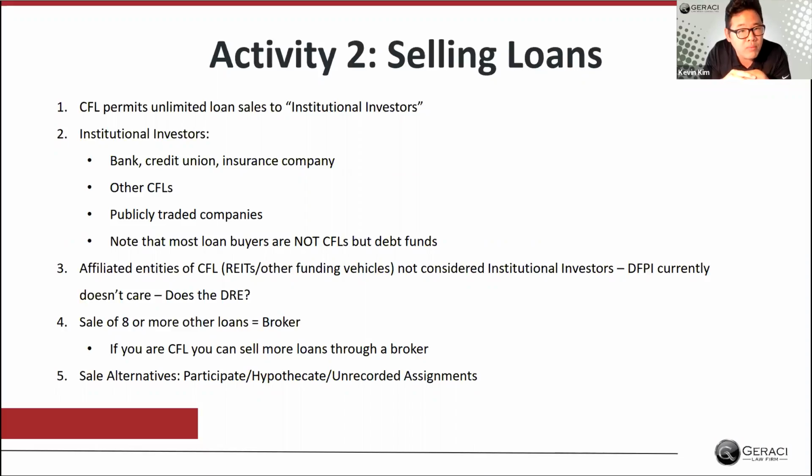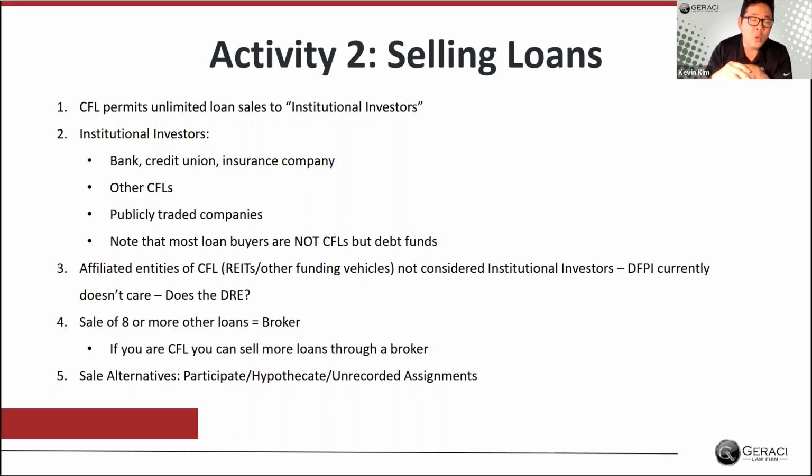So what most people end up defaulting to under the definition of institutional investor is someone who has a CFL license. Companies that have a CFL license also fall under the definition of an institutional investor, so they can buy loans freely. Now, what happens when we have an affiliate or a wholly owned sub? The DFPI has given us some clear answers on this issue, but the problem is it's in direct conflict with the DRE's position.